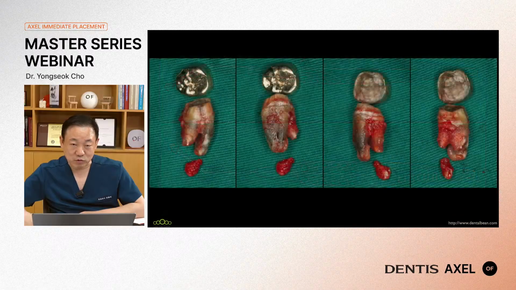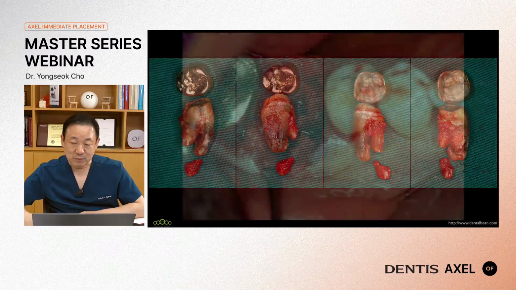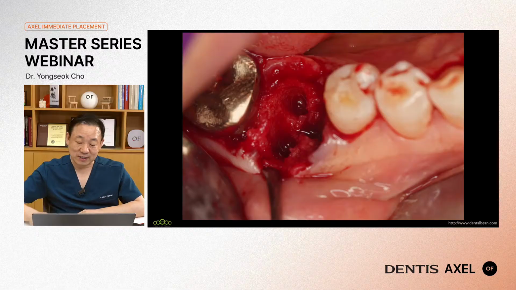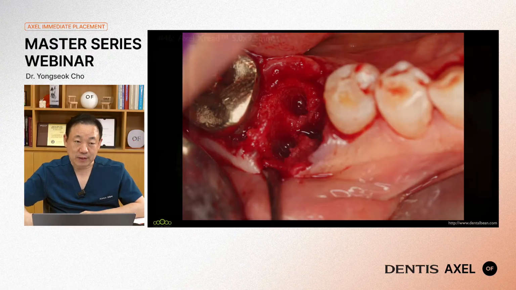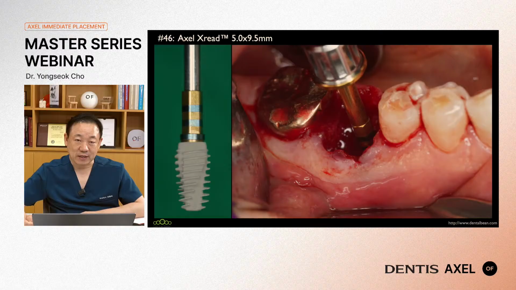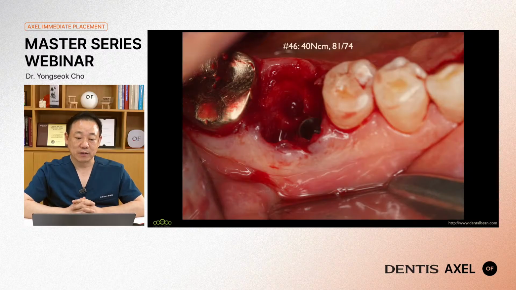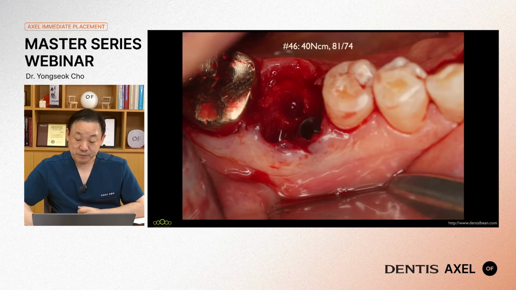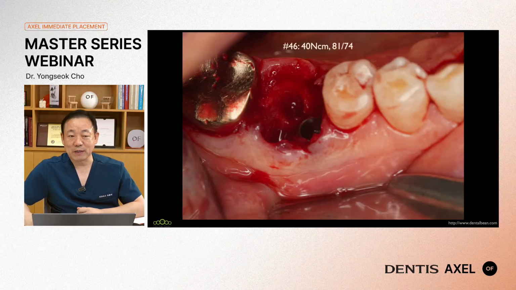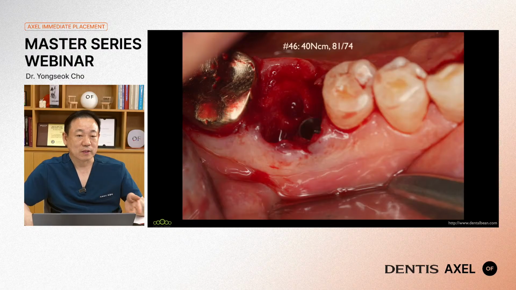Then this is the after extraction. I prepped the osteotomy at center, and at that time an XL X-thread 5 by 9.5 millimeter implant was available, so I placed this implant. I could get enough primary stability, and here I found the loss of buccal bone. Okay, because of inflammation, the buccal bone was lost.